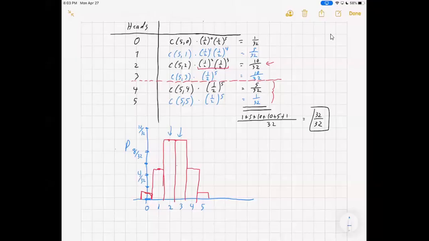Okay, so let's pick up where we left off. We were looking at flipping a coin 5 times. There was an equal probability of getting a heads or not getting a heads. So we see how the distribution has some real symmetry.